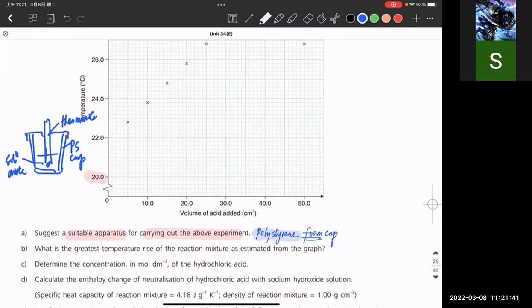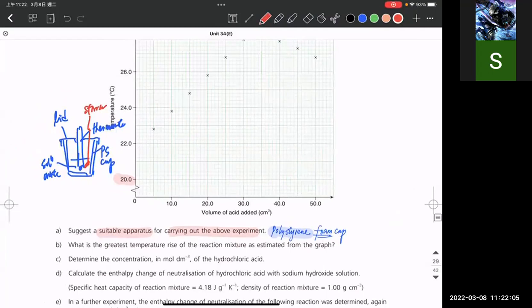With a lid, right? Of course, somebody will plan to use a stirrer for help, but in practical sense, we will not use one. You can use a stirrer, or you can swirl the polystyrene cup while you do the experiment. It will also help.